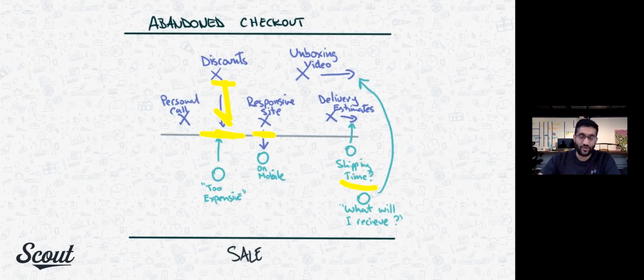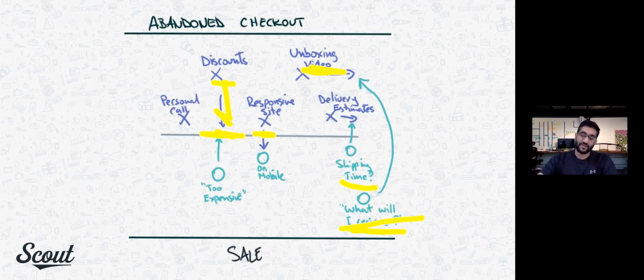That's really helpful. Another one is, what will exactly I receive? Again, a way that you might respond to that is the unboxing video. On your product page, you might make a video of somebody unboxing the product, so they know exactly what they're going to be getting. So these are all ways that you can recover these sales.